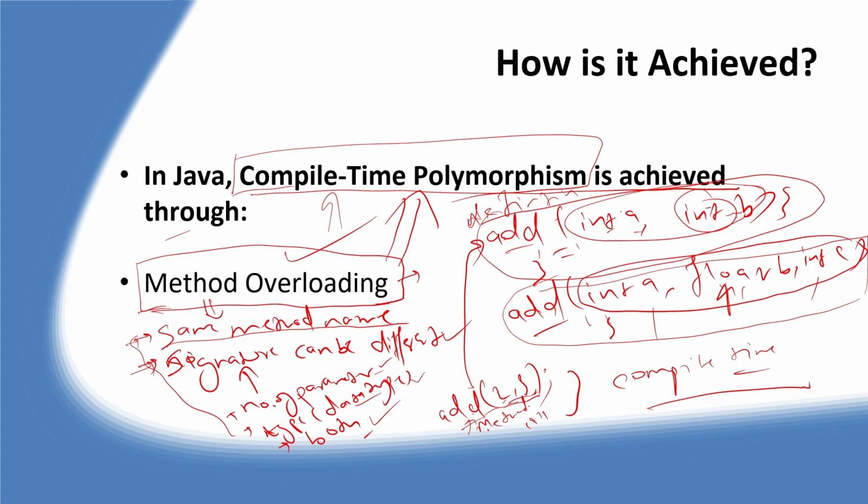In Java, it is achieved by method overloading. Method overloading means multiple methods can have the same name. This is the first rule. But they must differ in parameters, in data type, or both. So that's why we say the signature can be different.